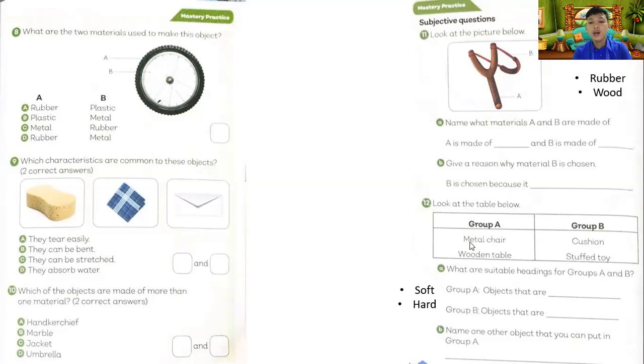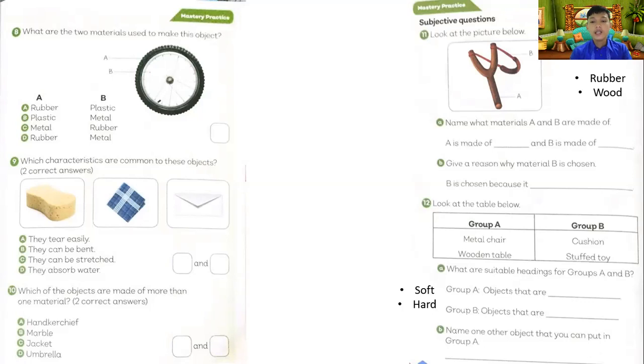In Group A, we have metal chair, all right? And we have wooden table. So, you just choose here. Is it soft or hard? The Group A, is it hard or is it soft? Okay. Group B is cushion and stuffed toy, like teddy bear, like that. So, Group B, objects that are what? Soft or hard? Again, soft is like a pillow. Or like this chair. You see this chair? This is soft. All right. Hard. Hard like that.